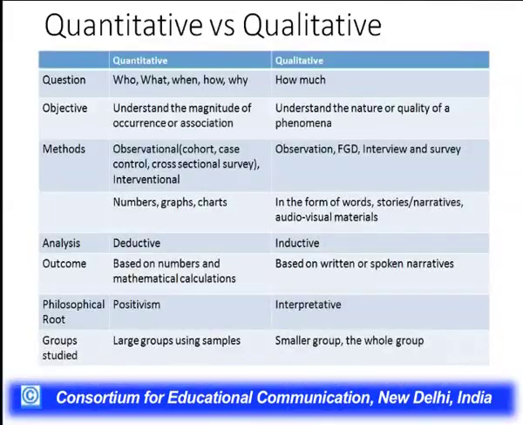It is more about drawing a description of the reality rather than giving data and statistics. If we do a comparative study of the quantitative and the qualitative methods, we see that the question that a quantitative research asks is who, what, when, how, and why.